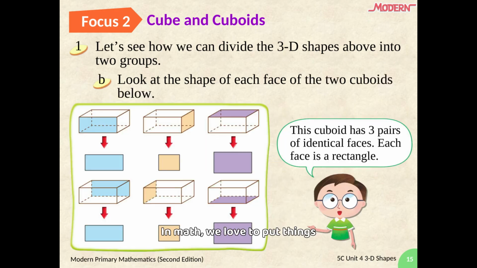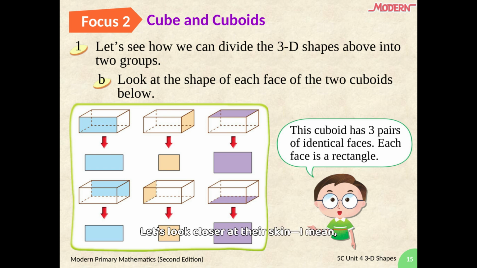Let's find out. In math, we love to put things in boxes, literally. Look at these shapes. We can divide them into two groups. In Group A, we have the cubes. They're like the perfectly balanced gymnasts of the math world. In Group B, we have the cuboids. They're like the tall, lanky cousins. But what's the actual difference? Is it just their height? Nope, it's all about their faces.